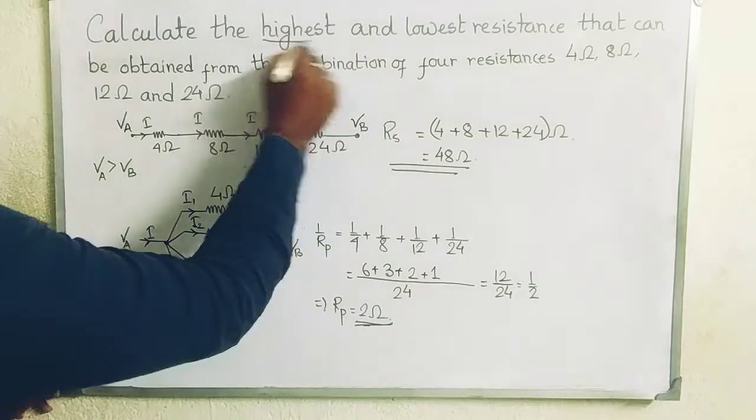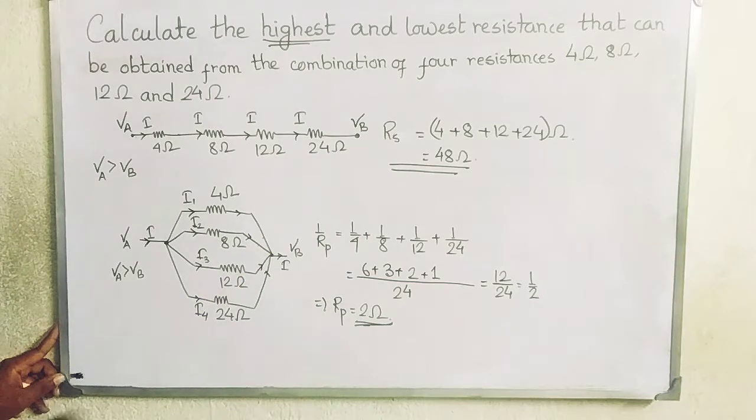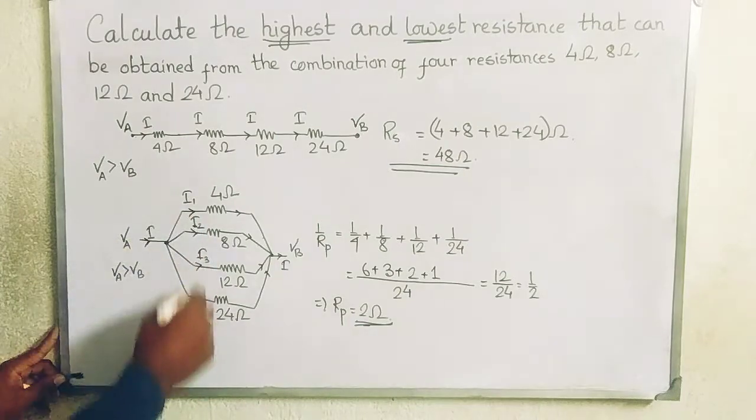That is, when you are calculating the highest resistance, you have to connect them in series combination. When you try to calculate the lowest one, we have to connect them in the parallel combination.